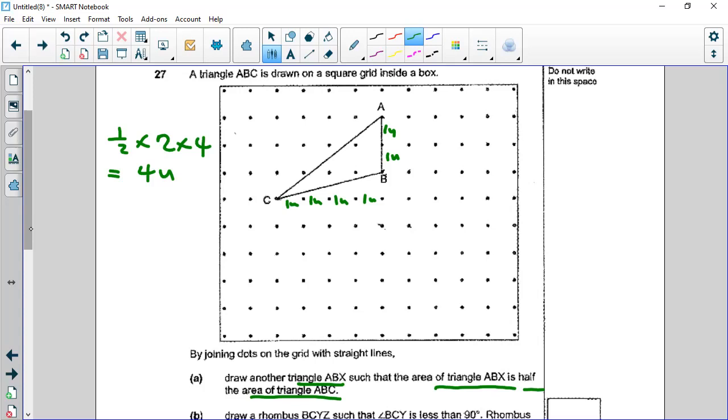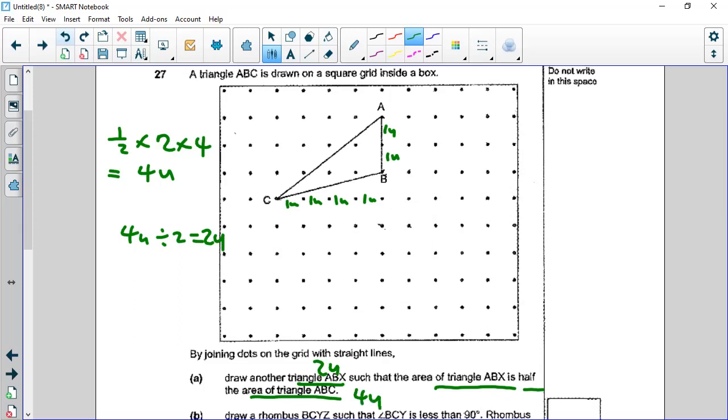And you need to draw another triangle, which is half the area of ABC. So that triangle that you're drawing must be how many units? Half. 4 divided by 2. So you will need to draw a triangle that is only 2 units. Wow, how to draw? Is it 2 units? Half times 2 times 4, 8. Yeah. So draw another triangle such that the area of triangle ABX is half the area of ABC. So what is ABC? ABC is 4. Okay, 4 units.